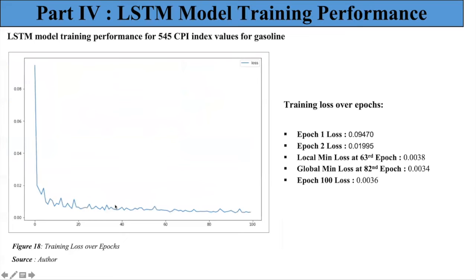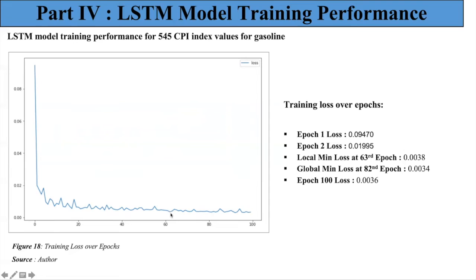So after training the model for 100 epochs, as you can see, the training loss dropped significantly from the first to the second epoch itself, drastically. And then the values were a little volatile up until around 60. And as you can see, around the 63rd epoch, it achieved the minimum loss, which is also very close to zero. And then it slightly changed all the way to the 100th epoch.